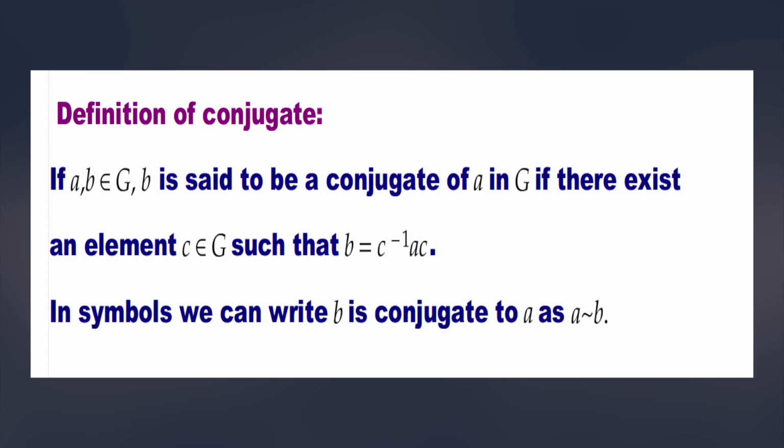If A, B belong to G, B is said to be a conjugate of A in G if there exists an element C in G such that B is equal to C inverse AC. In symbols, we can write B is conjugate to A as A tilde B. One can readily verify that the relation of conjugacy is reflexive, symmetric and transitive and thus an equivalence relation on a group G. The equivalence classes determined by this relation are referred to as the conjugacy classes of G.